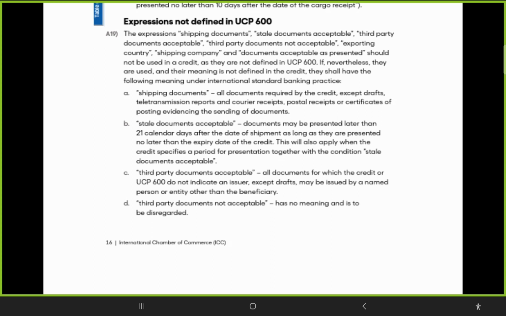So it is giving you the same meaning. This particular condition is of no use, even if you give it. Similarly, third-party documents not acceptable has no meaning and is to be disregarded. For me, both of these clauses do not have any meaning at all. Even if you don't have this clause, that is what it is, right? If UCP defines an issuer, no one else can issue it. Only that person should issue it.